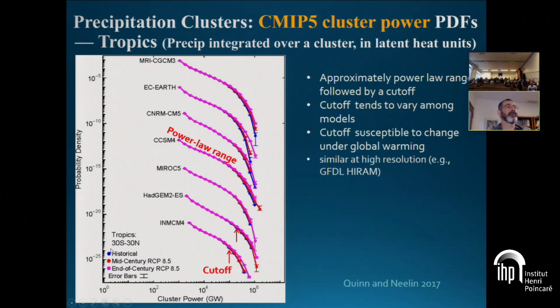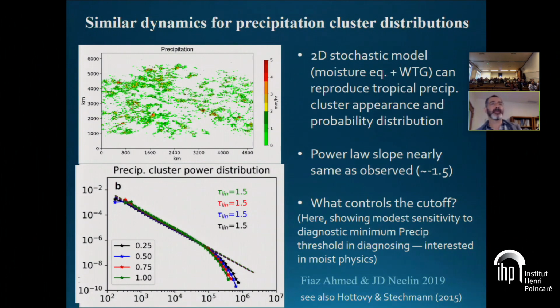If you look at the blue, which is historical, versus the end of century, which is purple, you tend to have an extension of this cutoff and thus an increase in the probability of the various largest events. And indeed, that tends to have a roughly exponential increase in the risk ratio with the size of the events. So can we do this in the stochastic model?